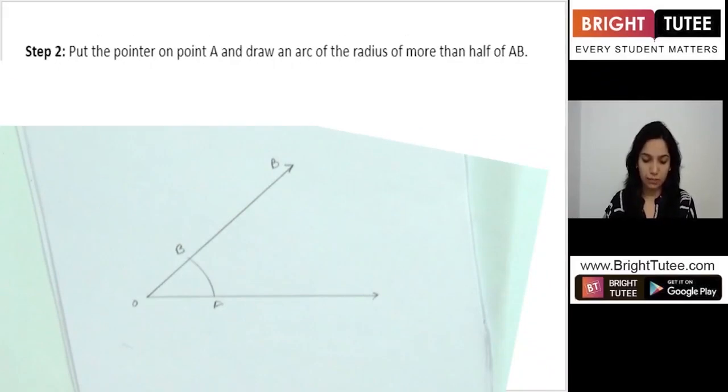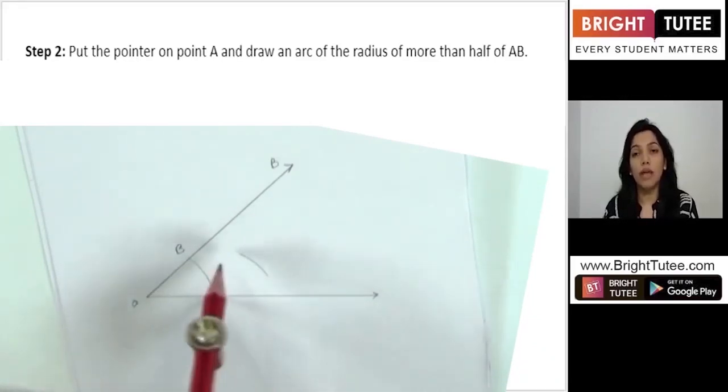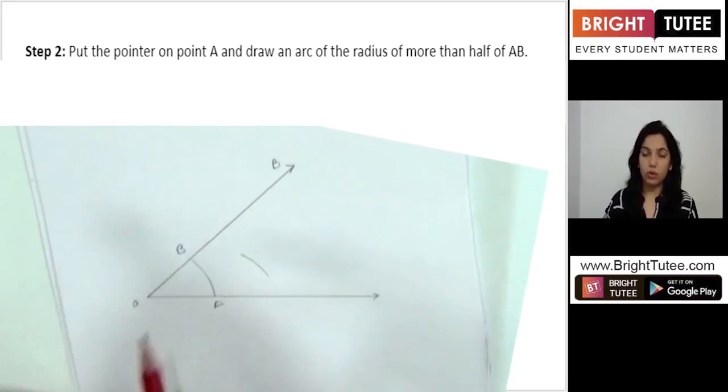Let's look at the next step. The next step says put the pointer on point A and draw an arc of radius more than half of AB. So now what you need to do? First of all, you had this angle, and you drew an arc over here. Now you open the compass with a measure somewhere between till this point. This can be the opening of your compass because you need to take it more than half of AB. Now with this opening, keeping the point at A, you will make an arc.